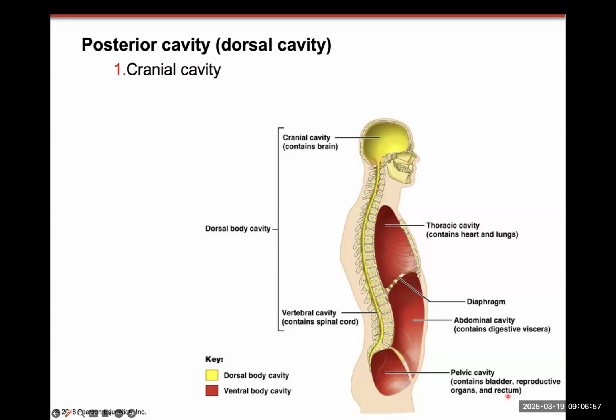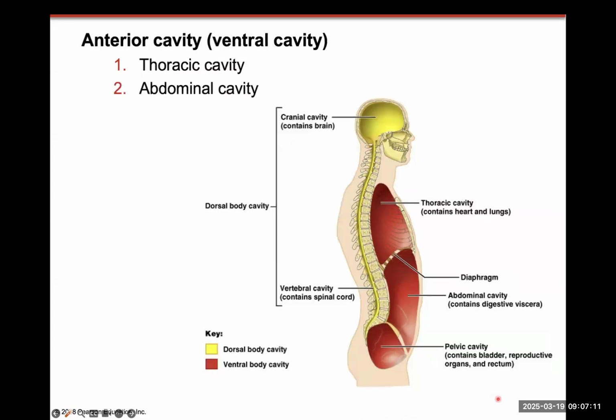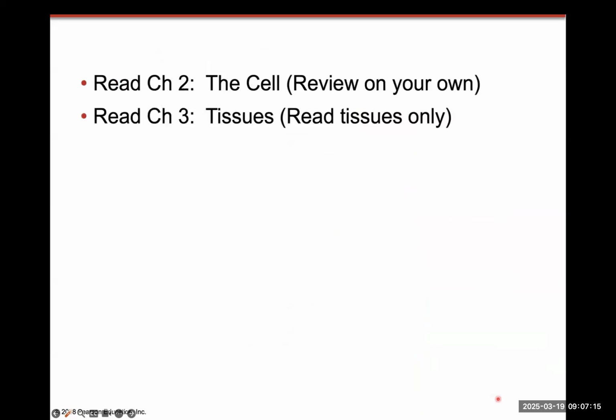So we need to be able to memorize all of these. And later when we talk about the organs, knowing these cavities will help you better visualize what's going on over here. So this was a short lecture. So this is thoracic and abdominal cavity and pelvic cavity. This was a little bit shorter lecture than the other chapters.